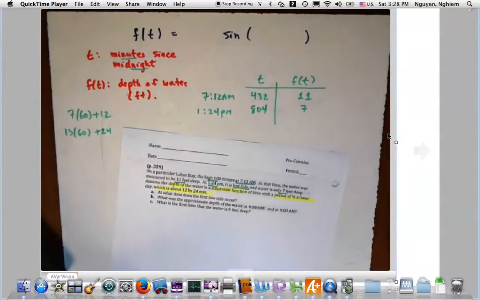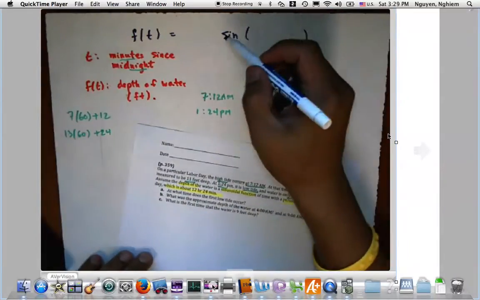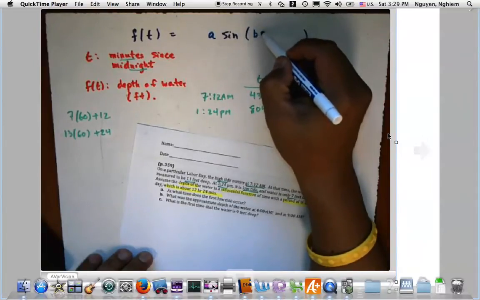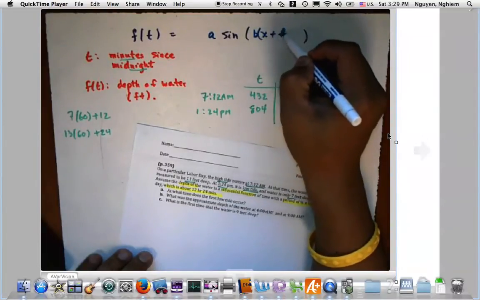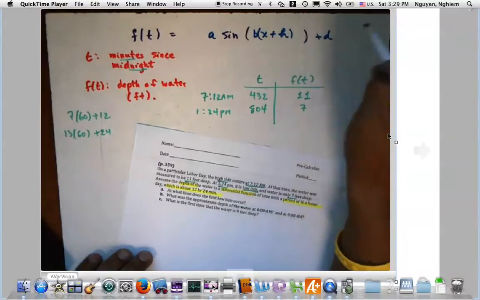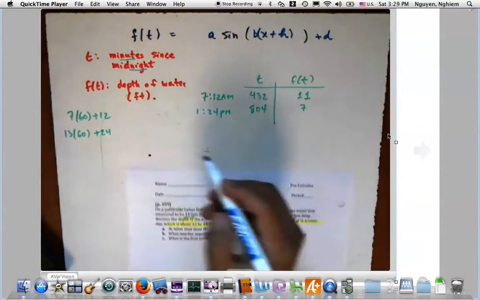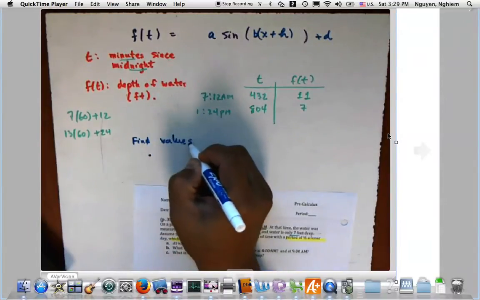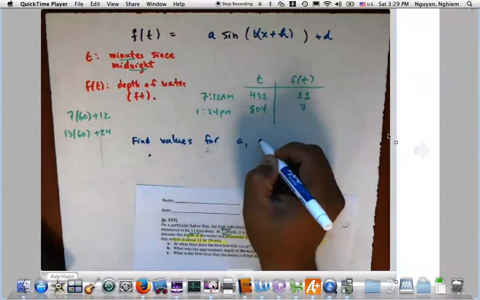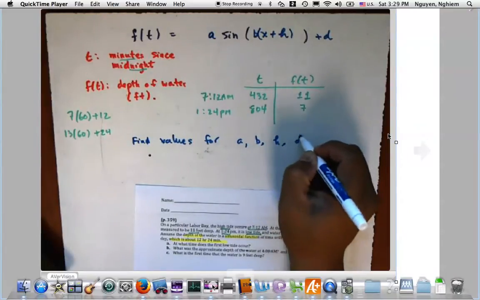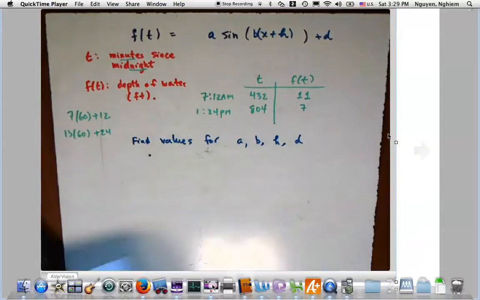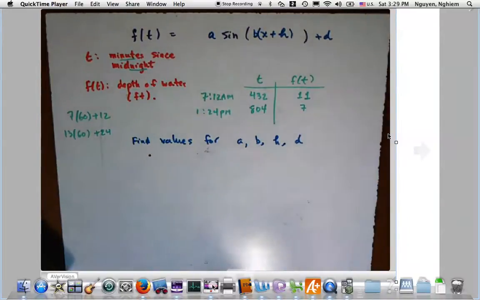Okay. And what we really need to figure out in this function is, this is going to be a sine of bx plus h, plus d. And we need to find values for a, b, h, and d in order to solve for this function. So now I'm going to set this aside, and we're just going to work solely on this.